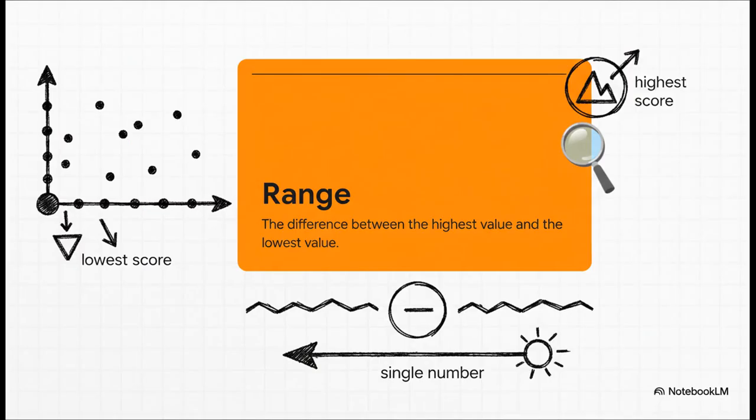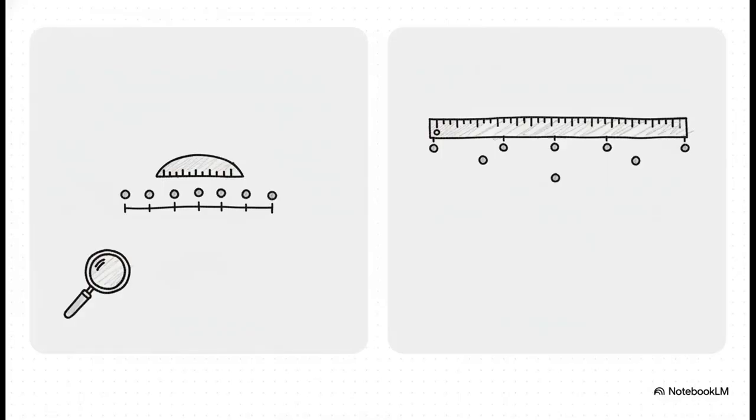So what exactly is the range? Well, it's pretty much what it sounds like. You just take the highest value and the lowest value in your dataset, and you subtract one from the other. Boom! It gives you one quick number that tells you how far the data stretches from one end to the other. Let's try this with our study groups.